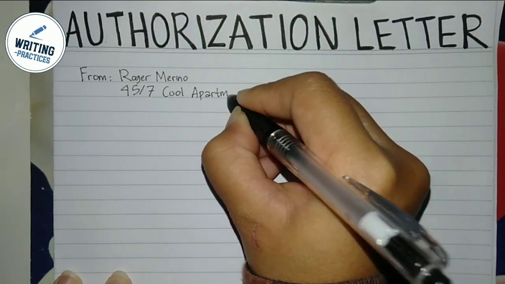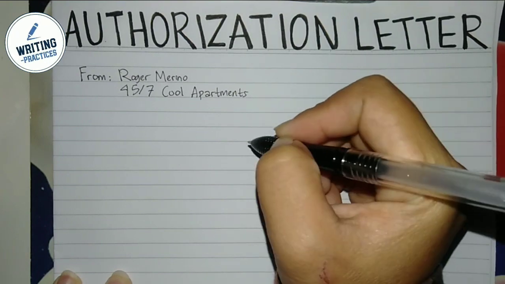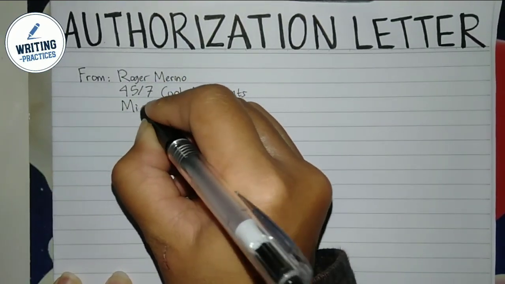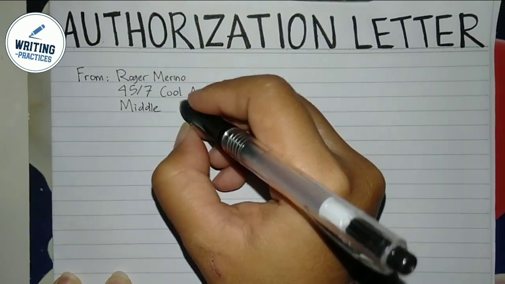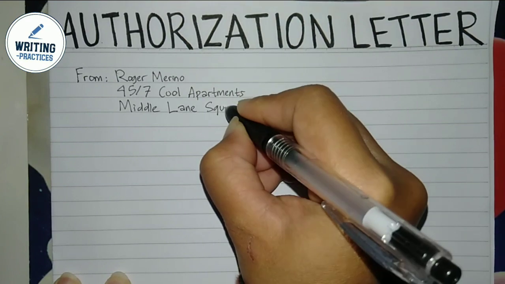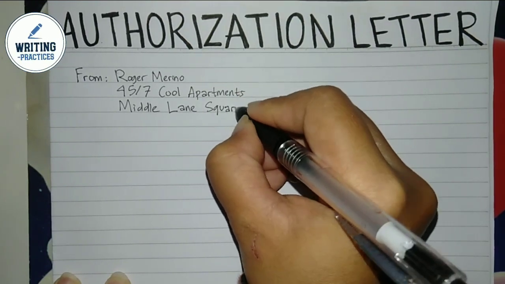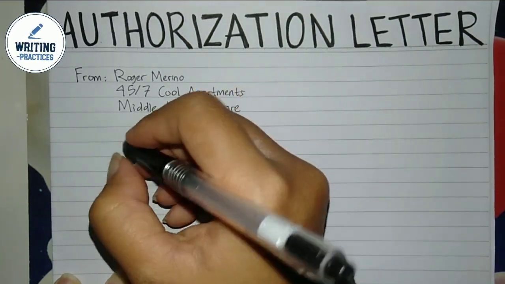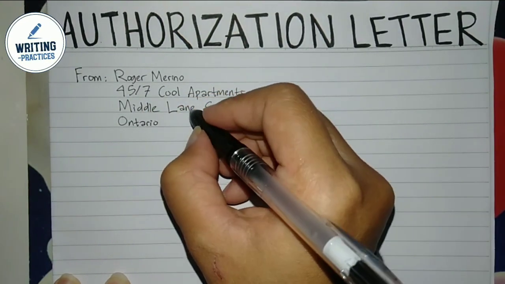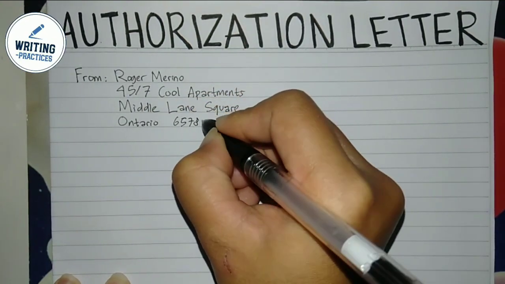Check this out. First of all, write your personal information as a sender of this letter. You can start with your full name, and write your address, in this case the apartment address. Write also the name of the apartment, and write the city, state, and zip code.